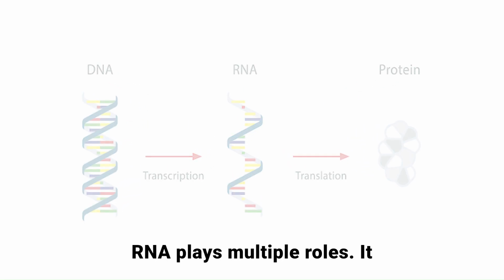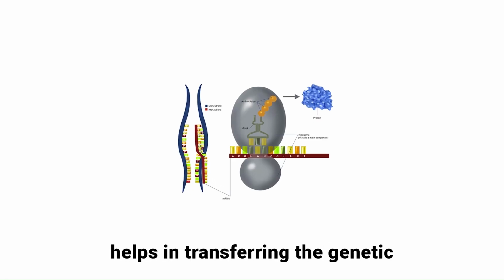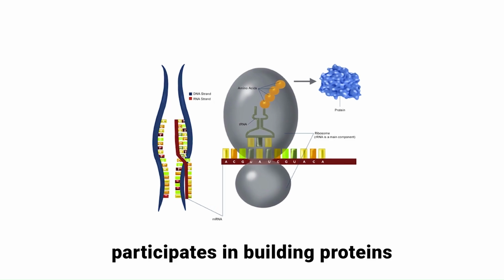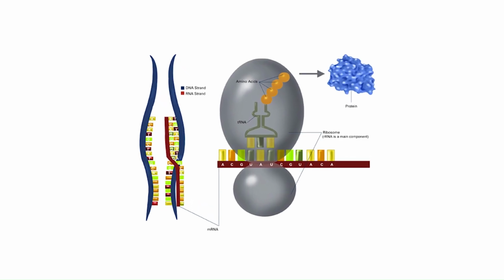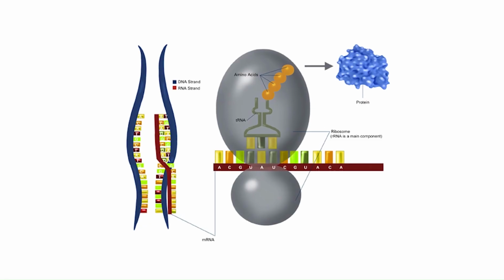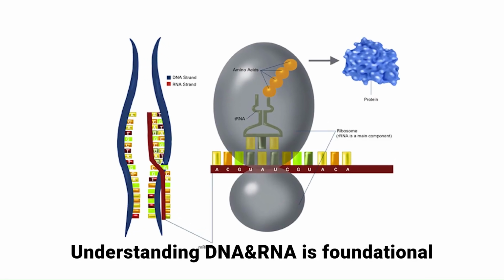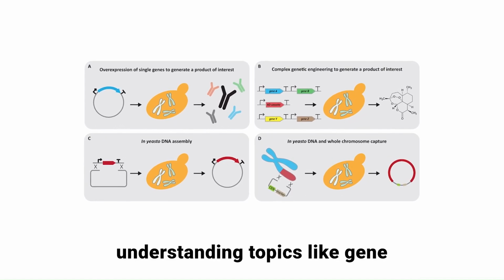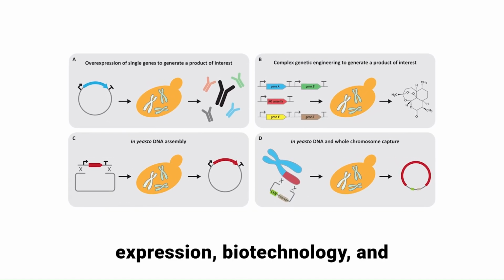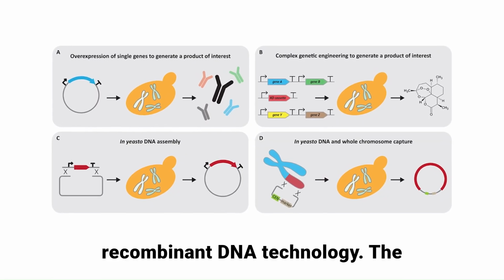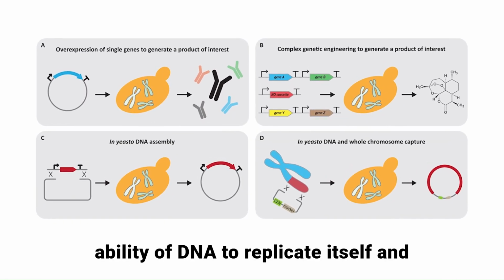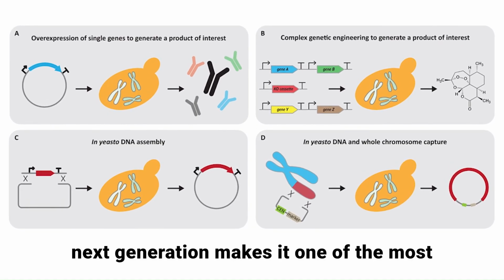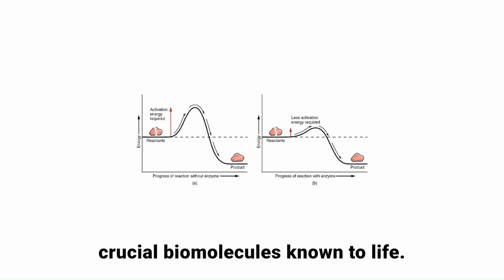RNA plays multiple roles. It helps in transferring the genetic information from DNA to the site of protein synthesis and directly participates in building proteins. In modern molecular biology, understanding DNA and RNA is foundational, not just in genetics, but also in understanding topics like gene expression, biotechnology, and recombinant DNA technology. The ability of DNA to replicate itself and transmit information accurately to the next generation makes it one of the most crucial biomolecules known to life.